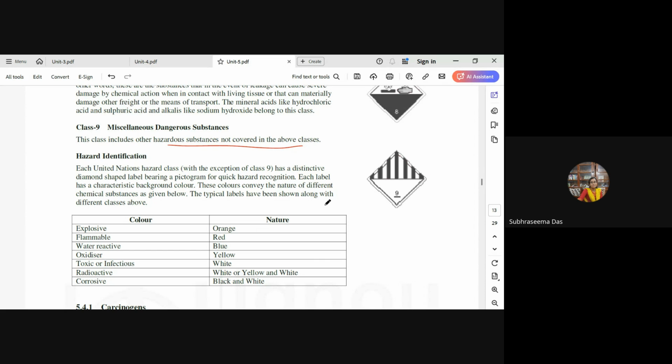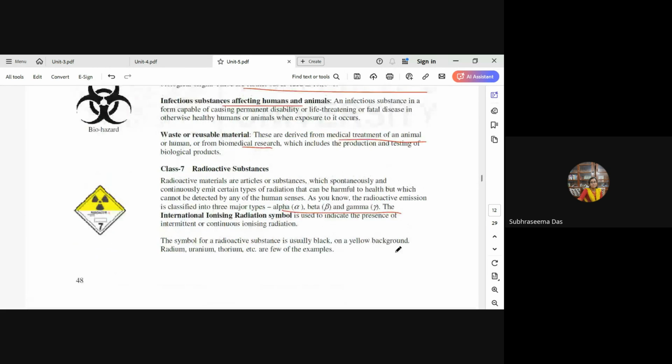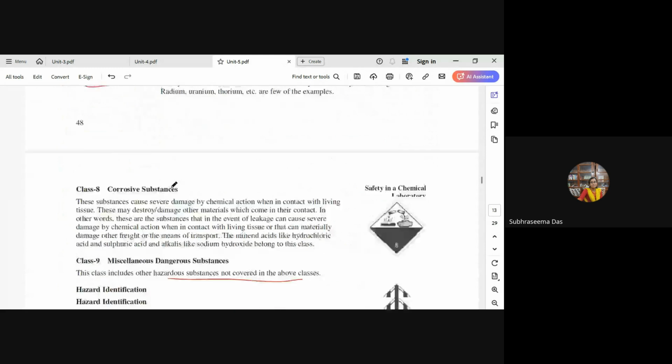Now, when we want to identify a hazard, the identification labels have a particular distinctive background color. These colors indicate the type of hazardous material they are associated with. If it is explosive, the background color is orange. If it is flammable, it is red. If it is water reactive, it is blue. And if it is corrosive, it is black and white. Even if you look at the side of these figures, you can see how the colors have been recommended.